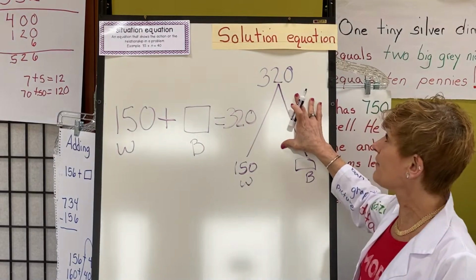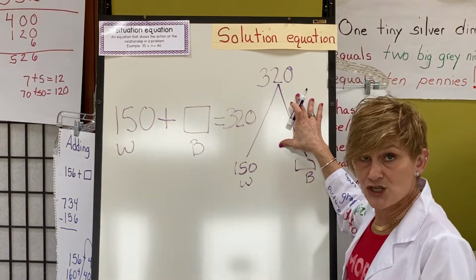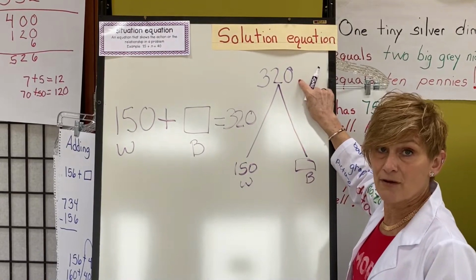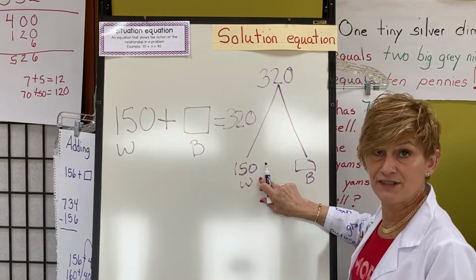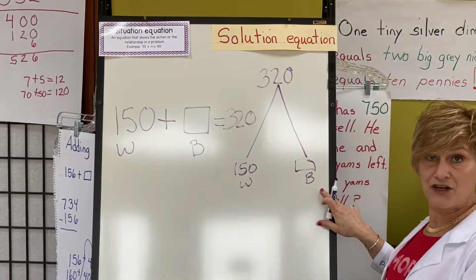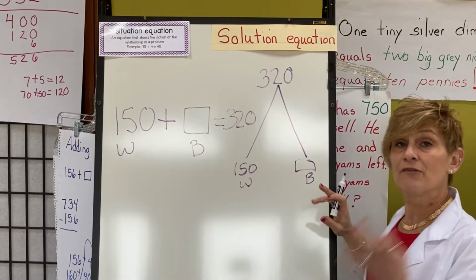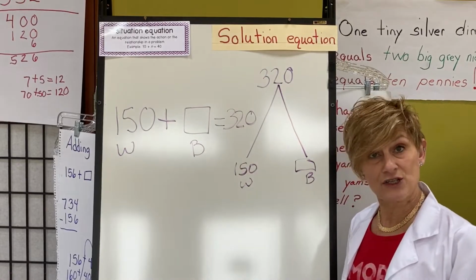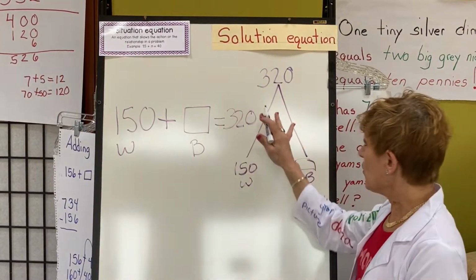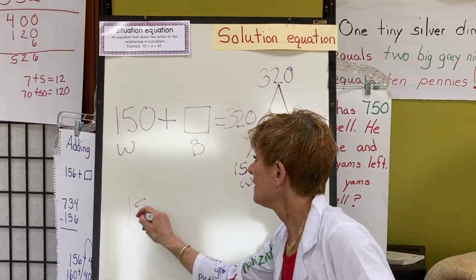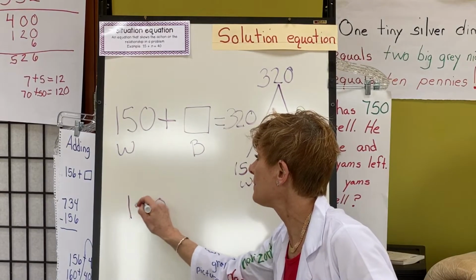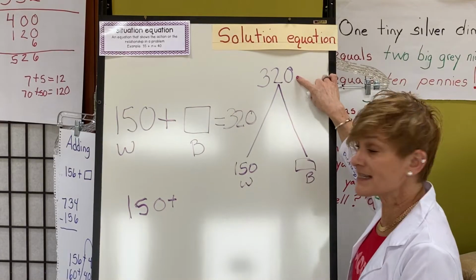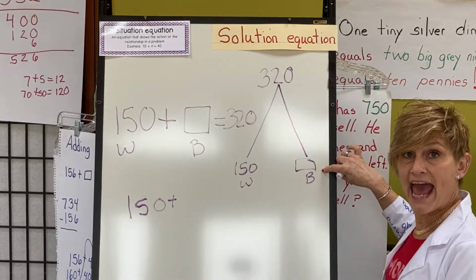How I solve it is going to be how I choose to. And again, some of you might subtract that 150 from that total to find the other unknown add-in. But if we use the adding up method, then maybe we could try that. So let's try that. 150. I'm going to add up till I get to 320 because I'm looking for that unknown add-in.